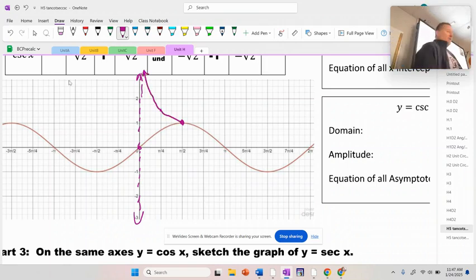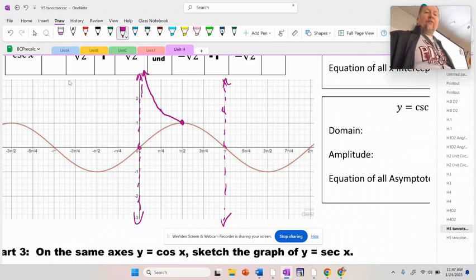That's it. What's the flip of 0? Undefined. What's the flip of very small? Very large. Say hello to part of the cosecant graph. What's the flip of negative 1?